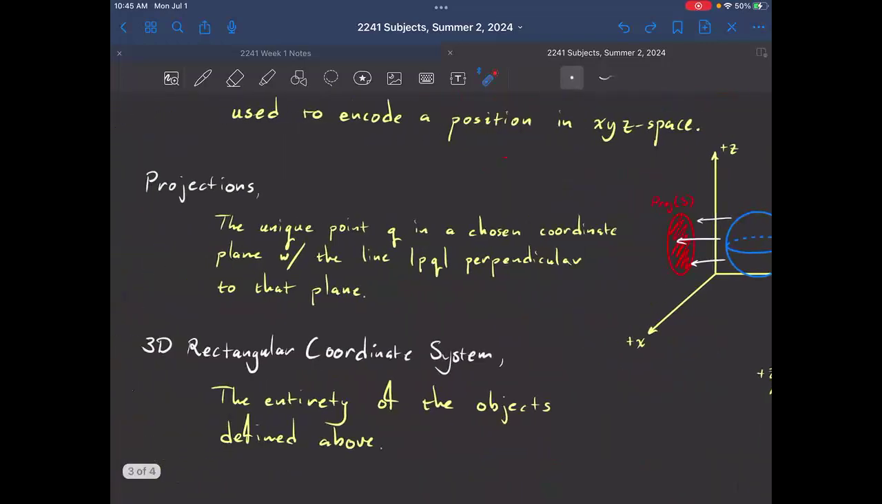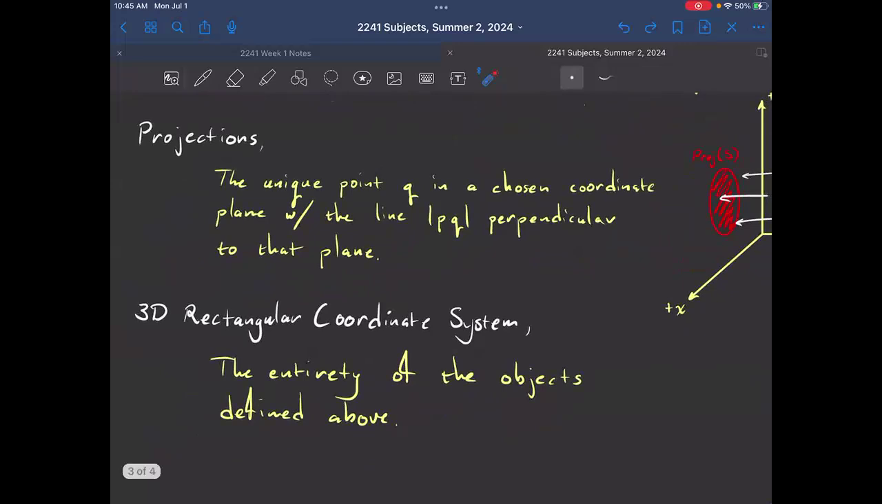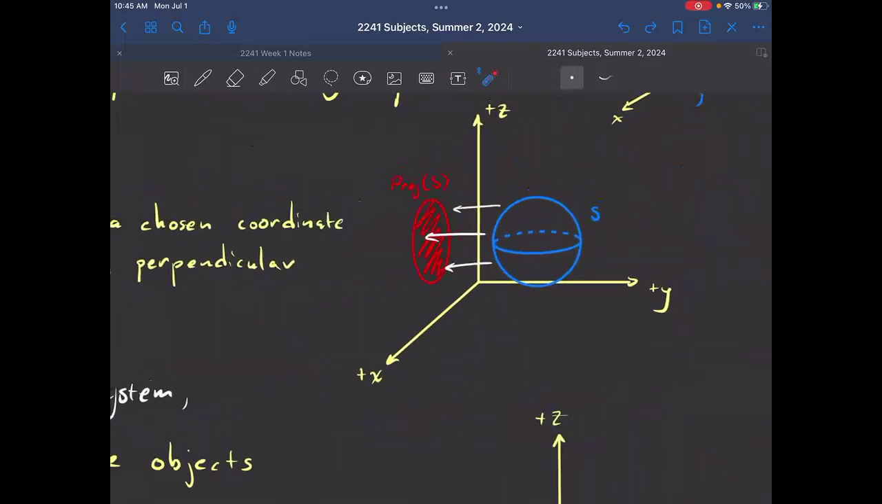All right, then we have projections. Projections are exactly what you think they are. They're just projections, like if you're watching a movie on a projector, they take some image and put it somewhere else, onto a flat plane usually. But in math, we can be a little more specific than that. We say that a projection is a unique point Q in a chosen coordinate plane so that the line to the point you're looking at is perpendicular to that plane. And here's a picture of that because that's probably a little confusing.